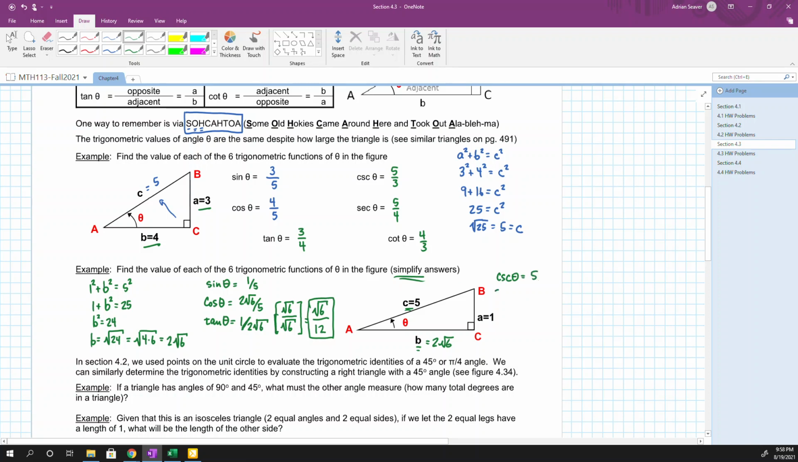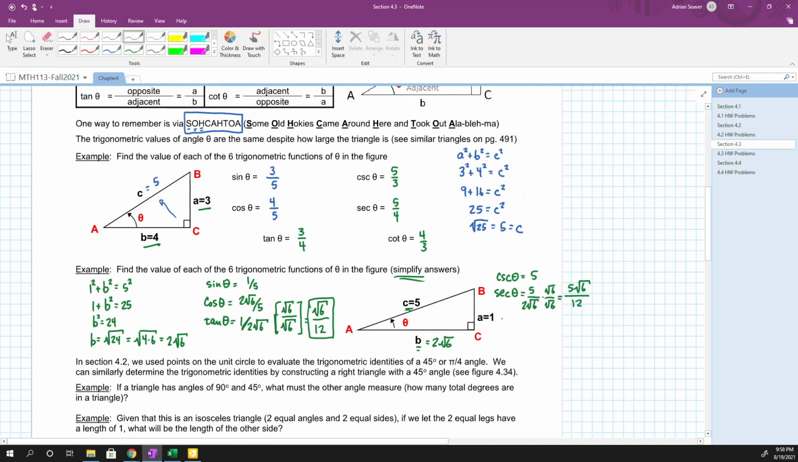The secant of theta, this is another one we're going to have to simplify a little bit. Secant of theta would be 5 over 2 times the square root of 6. So we're going to do what we did last time. We'll multiply top and bottom by square root of 6. So that's going to give us 5 times the square root of 6 in the numerator. On the bottom, we would have square root of 6 times square root of 6. That is 6 times 2 again, so we're going to have 12.